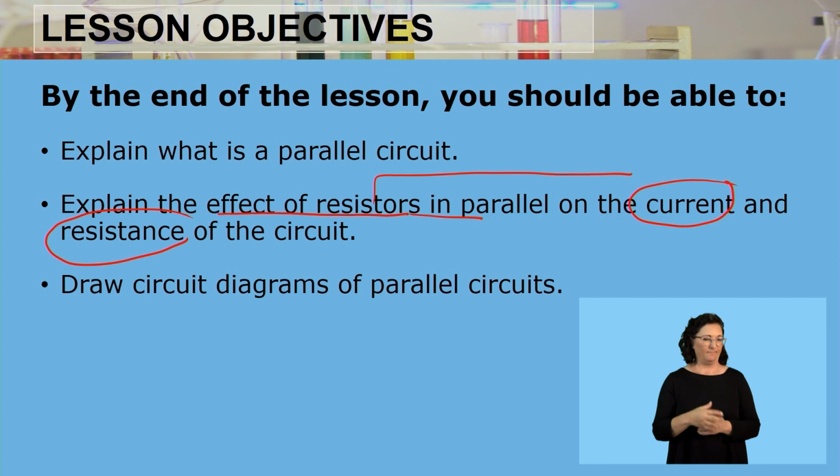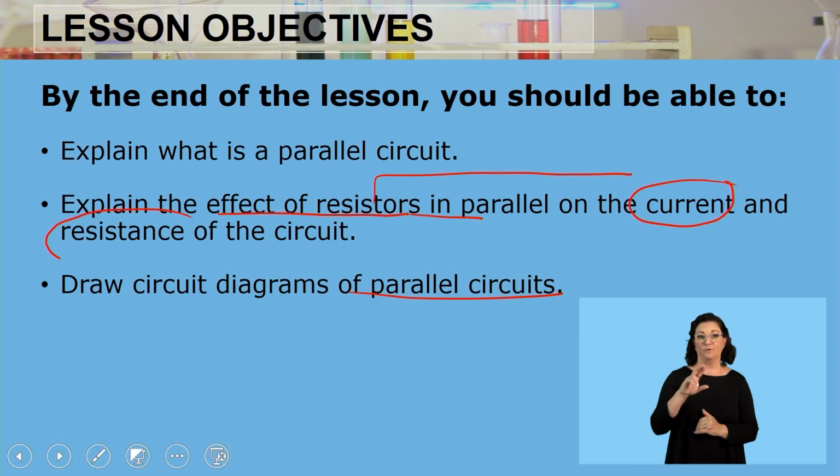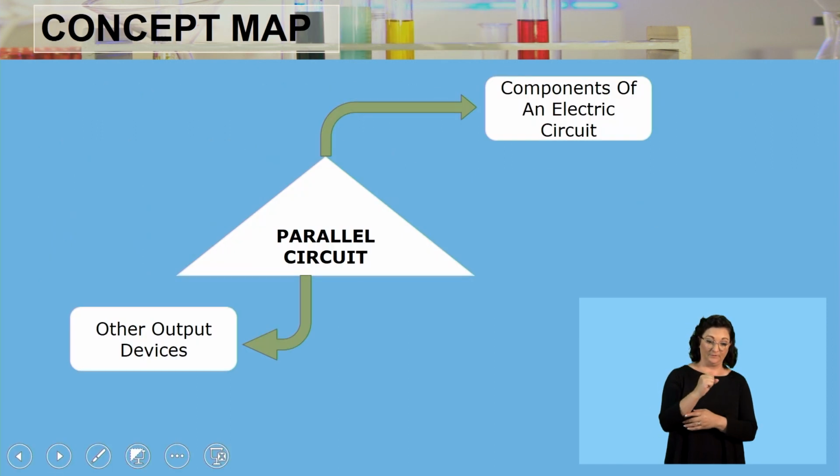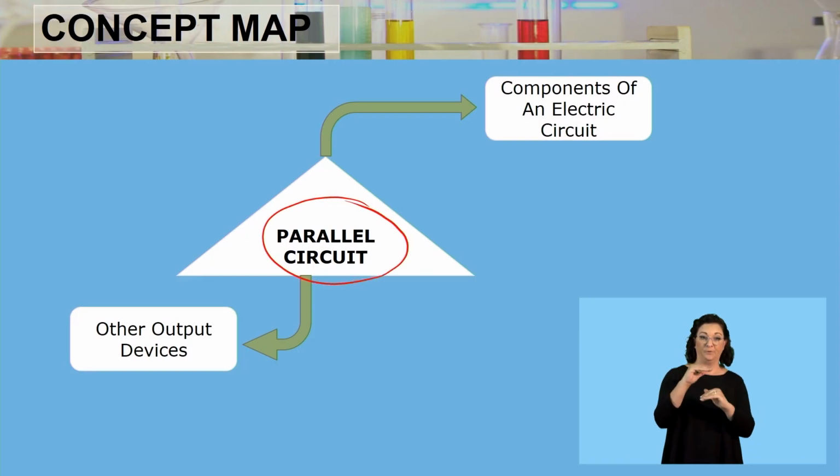And then lastly, I want you to be able to draw circuit diagrams of a parallel circuit that has the resistors and also other components. Now, as our main idea, we have said that it is going to be the parallel circuit because you're going to be specifically looking at that. We're going to start by looking at the components of an electric circuit and then specifically the parallel circuit. And then lastly, we're going to be looking at other output devices that we may find in a parallel circuit.